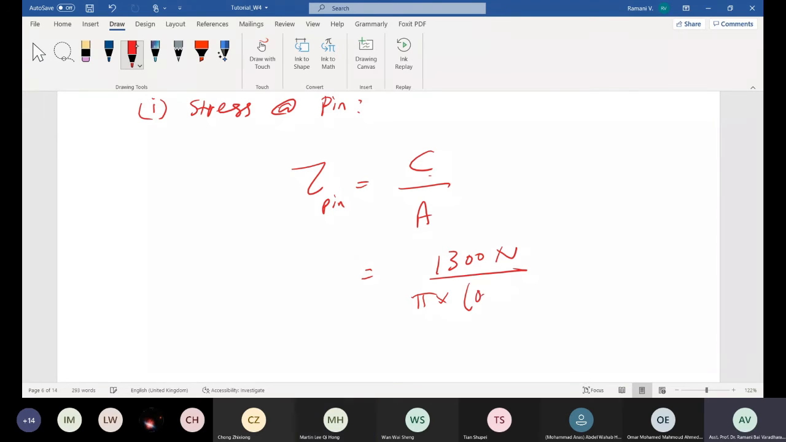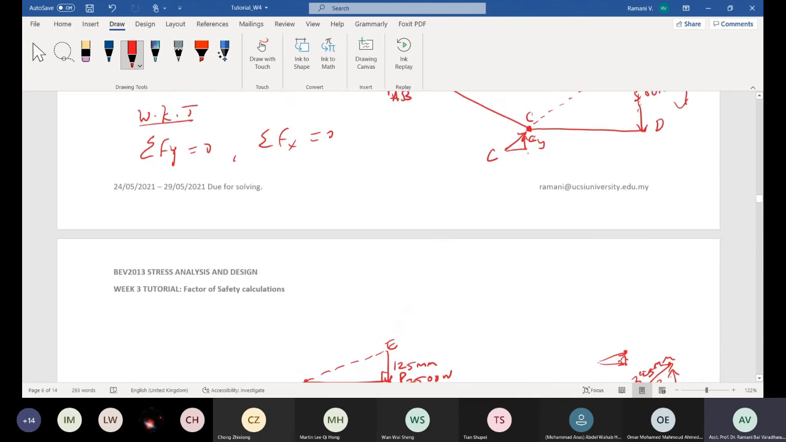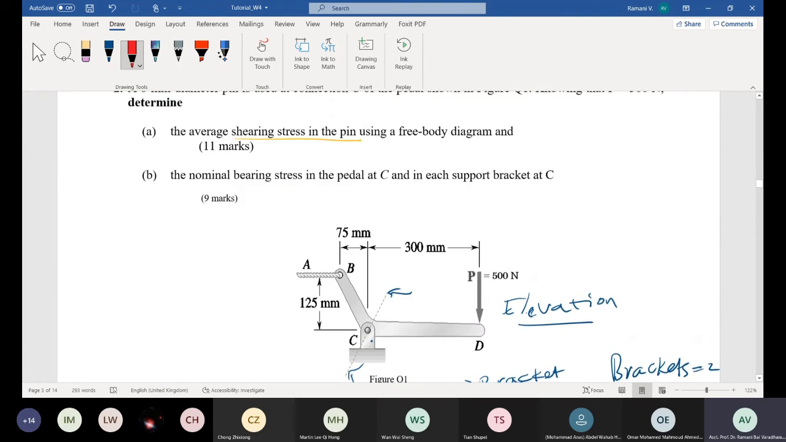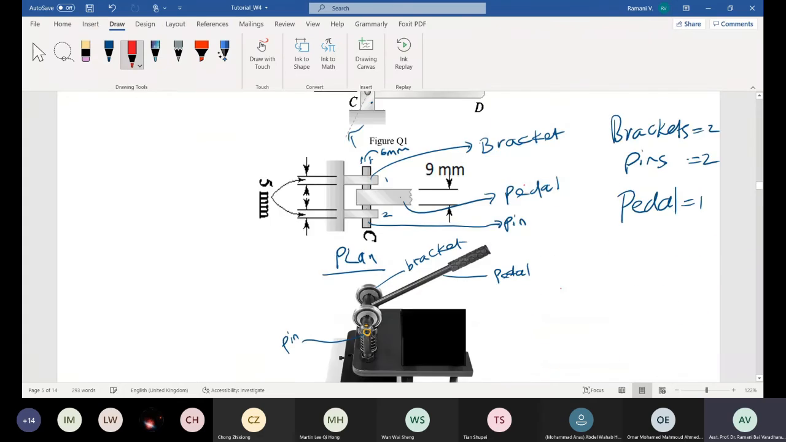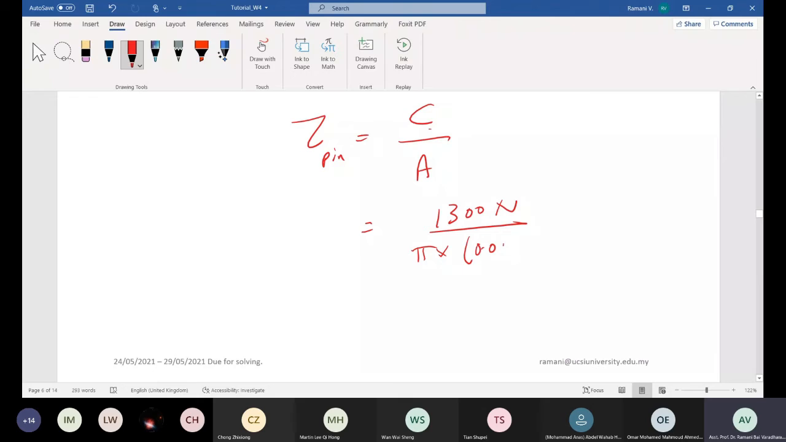6 mm, right? How much is the area of the pin given to you? I mean the cross diameter of the pin. Diameter of the pin is 6 mm, right? So substitute the diameter of the pin, 6 times 10⁻³, which is also fine. So this is the diameter of the pin, pi d square by 4, isn't it?